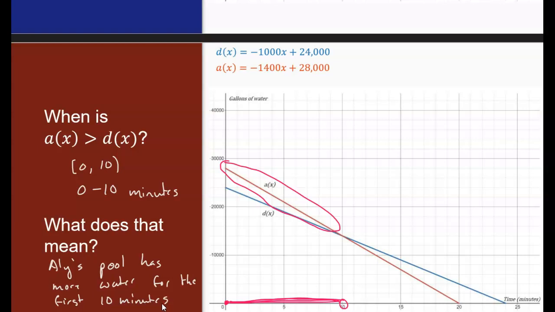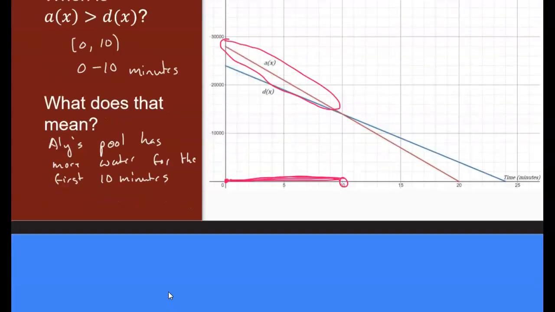Cool, so we can compare functions, especially once we have equations, to figure out certain information about them. All right, and now we have yet another thing we can do, which is adding functions together.